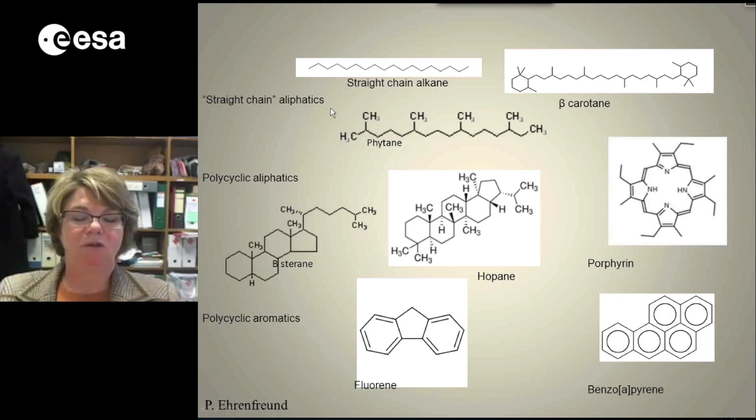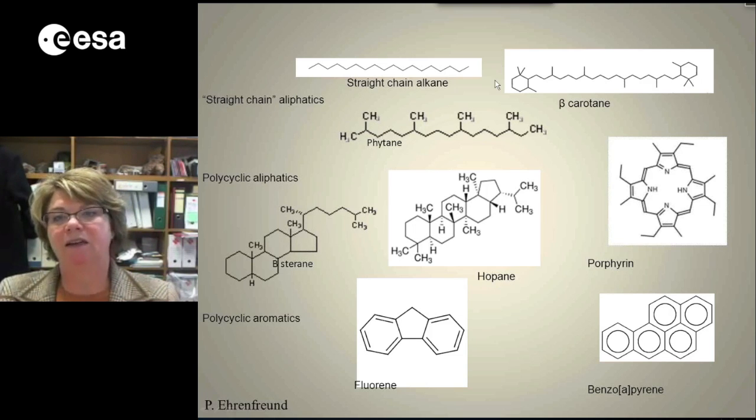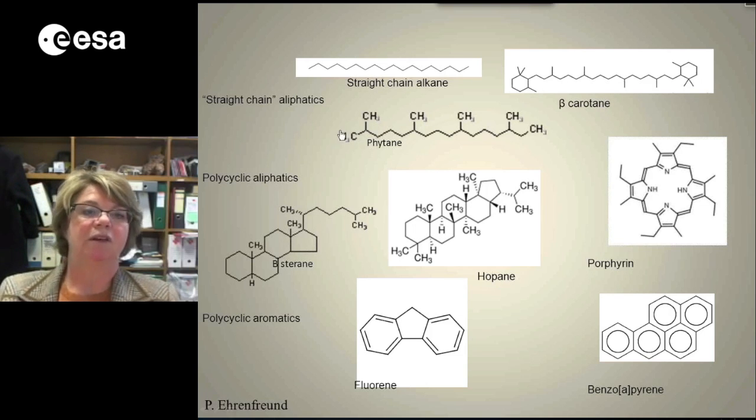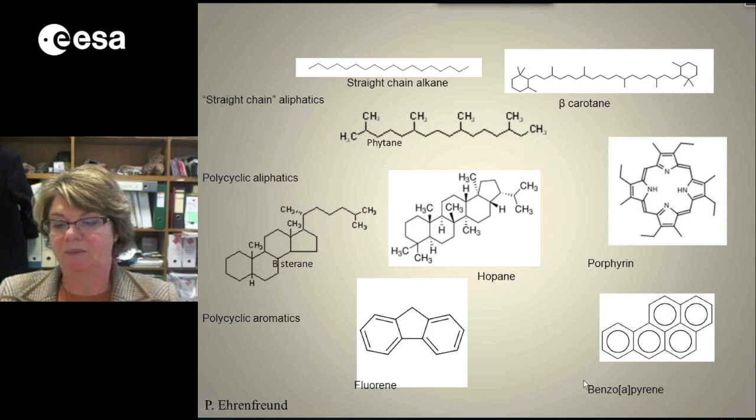Another way, this kind of preservation can produce what we call biomarkers. The specific molecules or specific components of the organisms can be degraded, and their degraded components can still be recognized up to a certain stage in the organic record, such as straight chain aliphatics, phytane or carotene, polycyclic aliphatics such as hopane, or the polycyclic aromatics such as fluorene and benzopyrene.